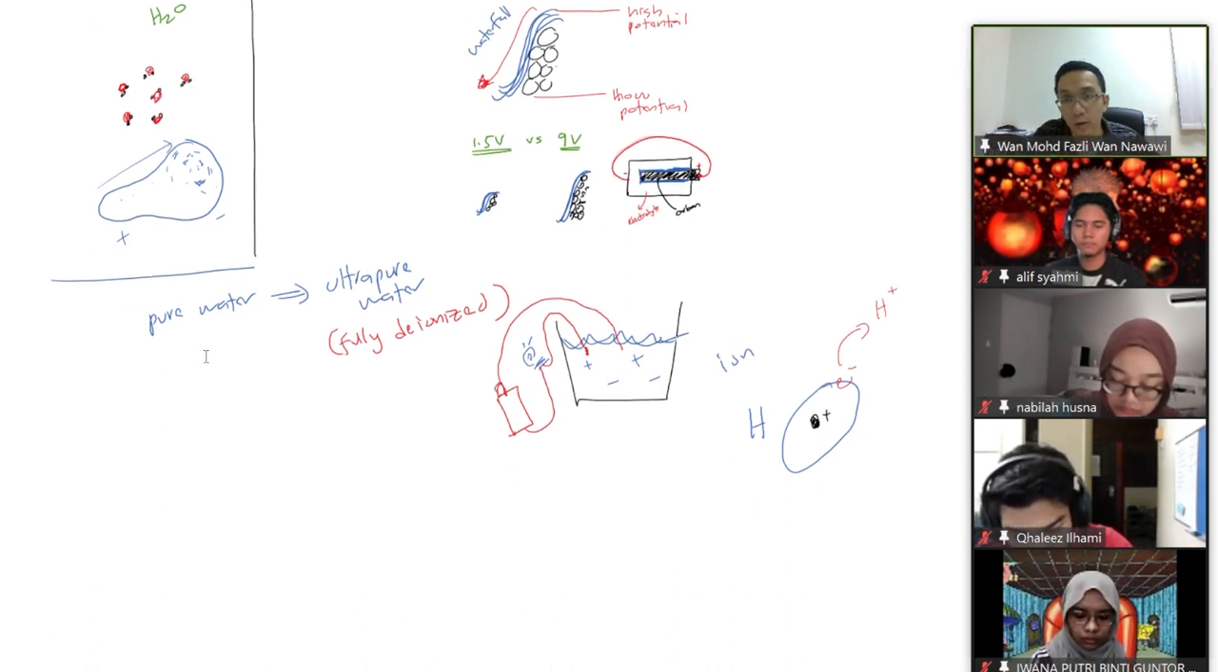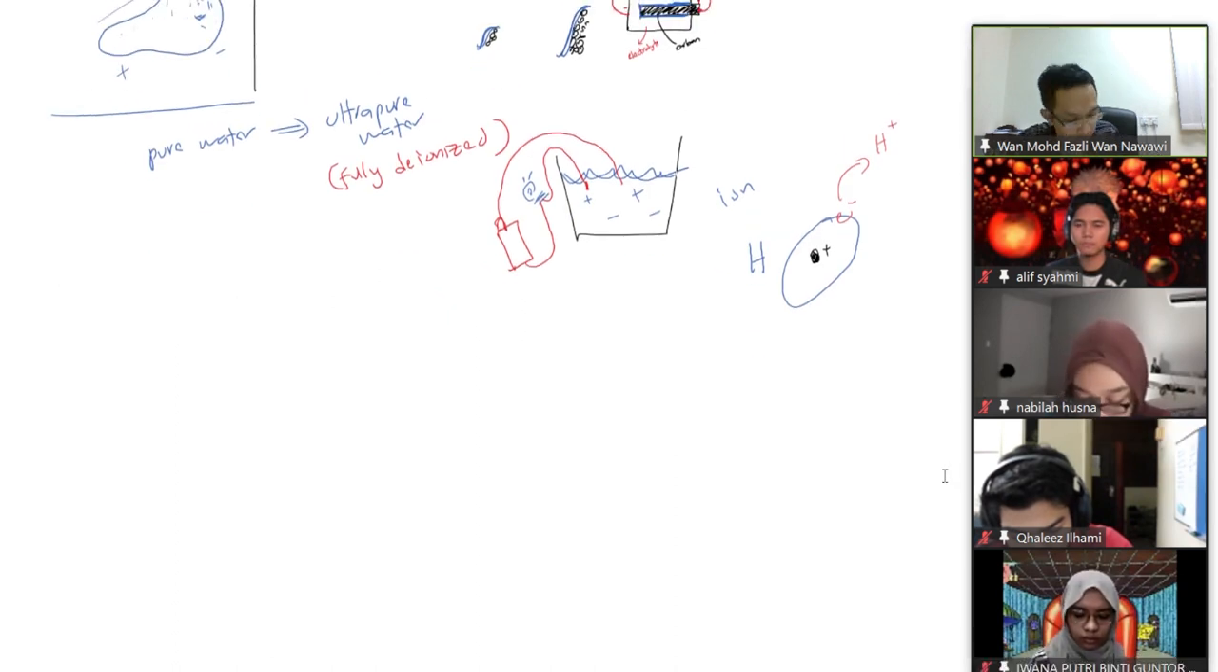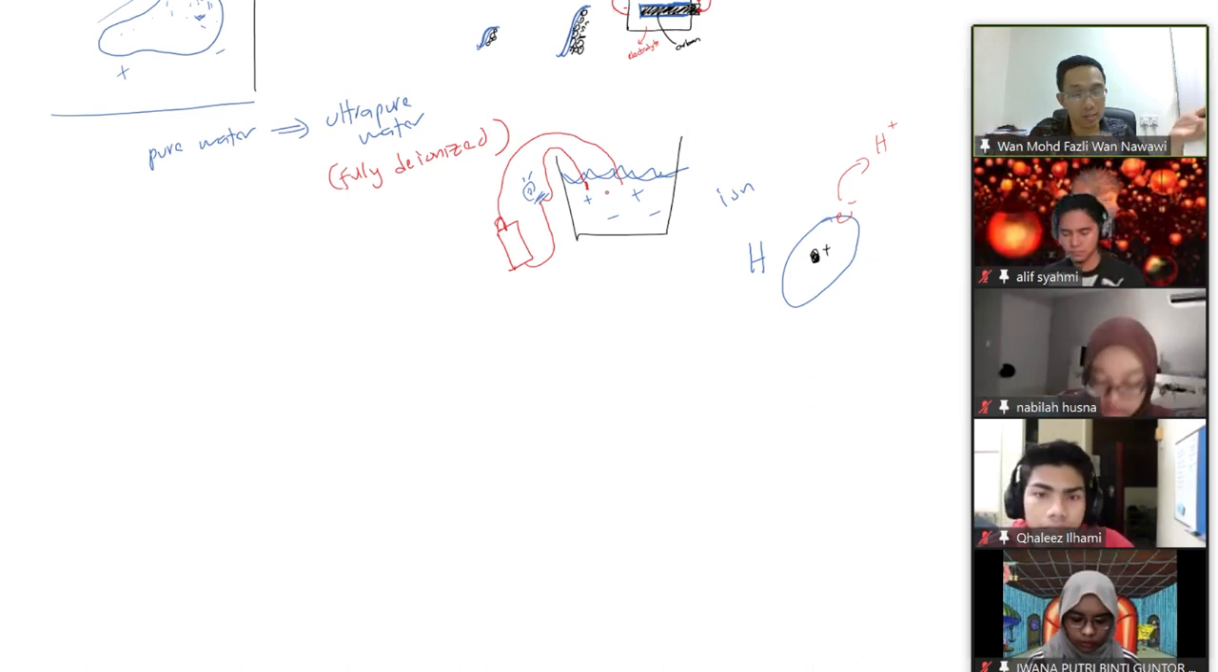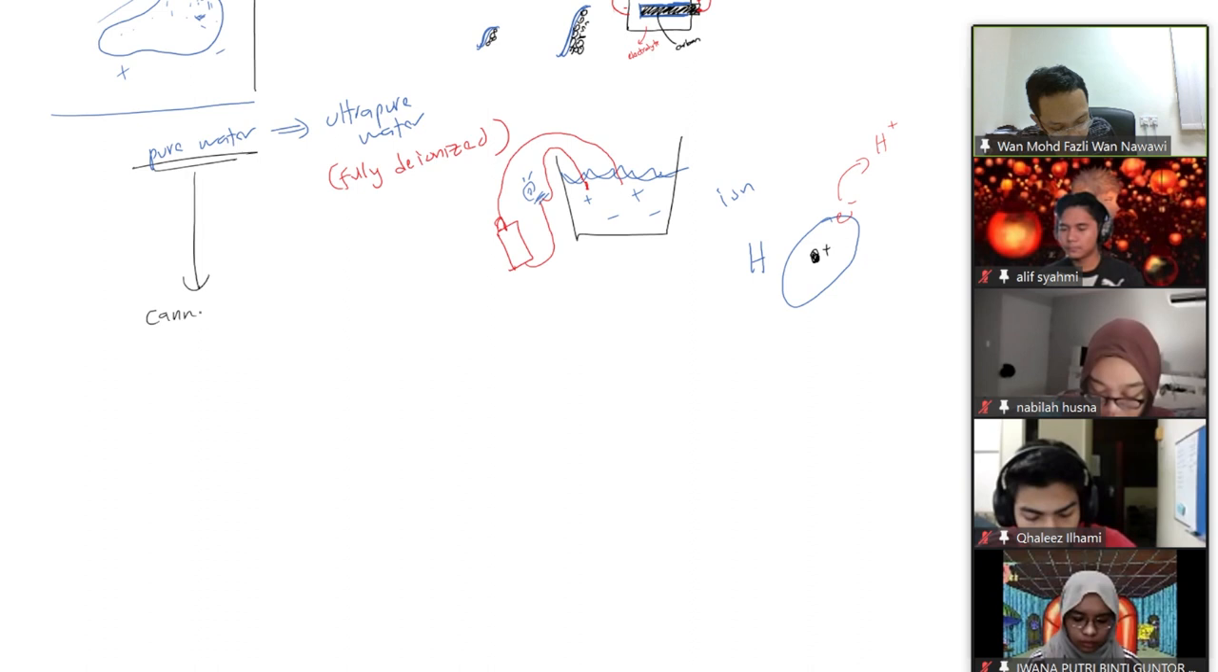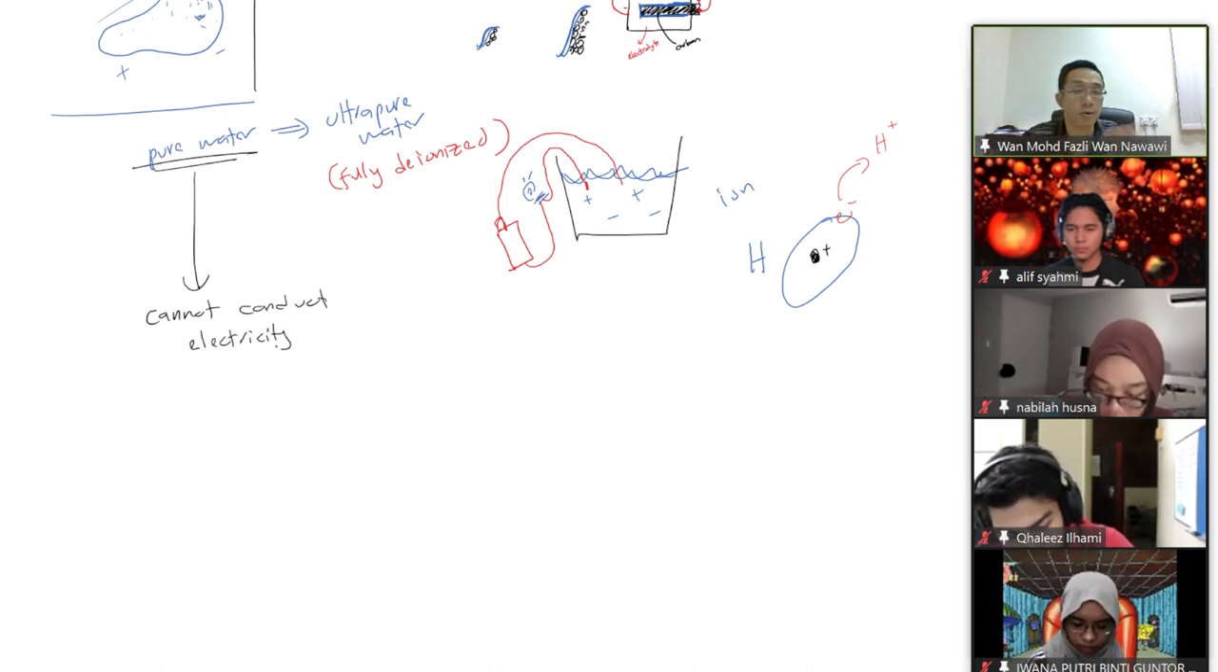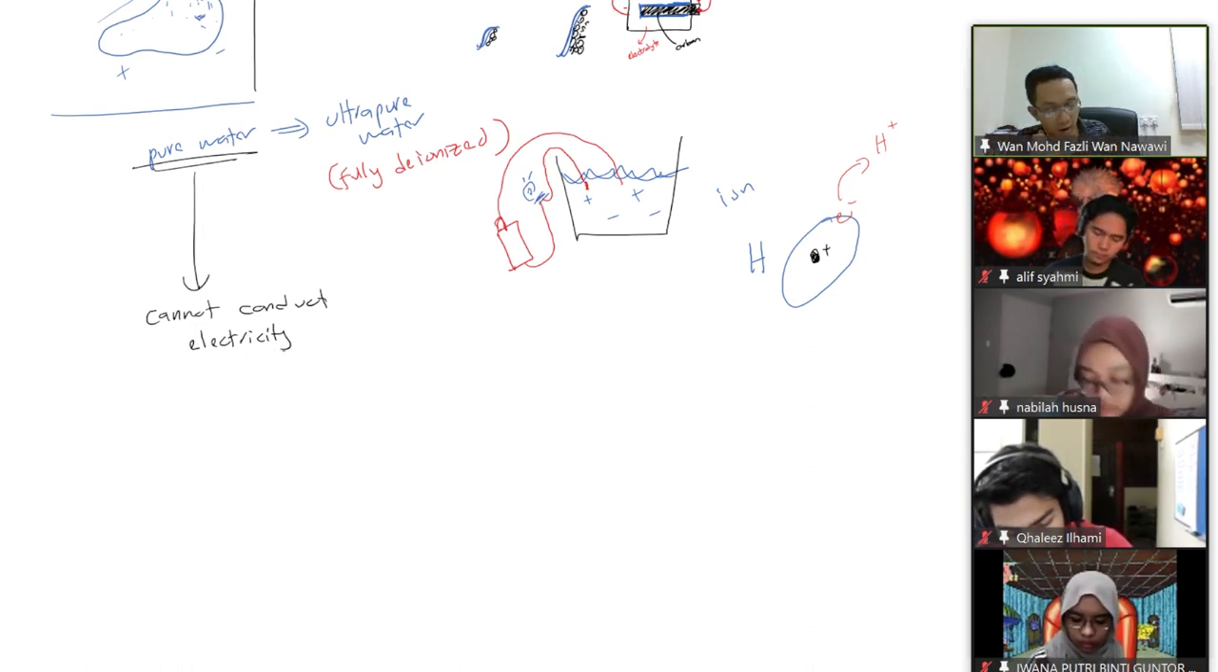So in order to see whether a water is pure or not, you can use this idea, whether it can conduct electricity or not. The pure water by definition cannot conduct electricity because there are no ions there. So how do people test it? People check in terms of resistivity. We learned about resistivity before.